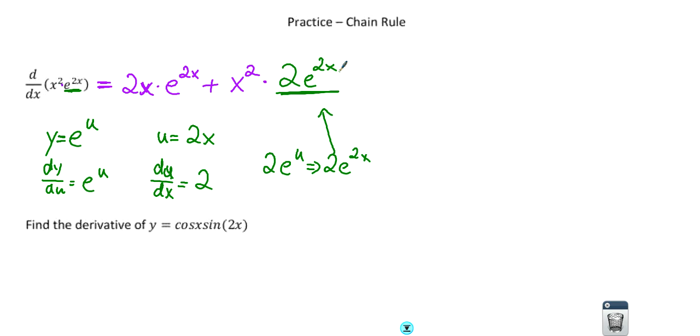So sometimes chain rule is our main rule. Sometimes we use chain rule inside of another rule. So technically we have chain rule here, but it's inside of a product rule. Okay?